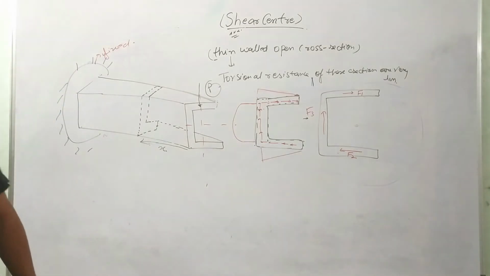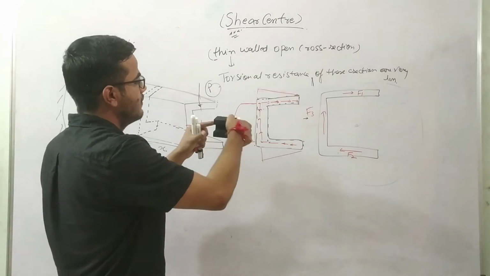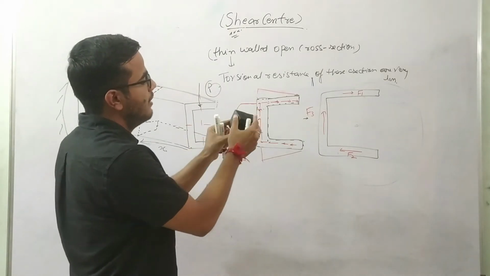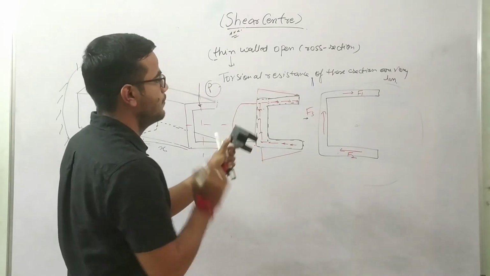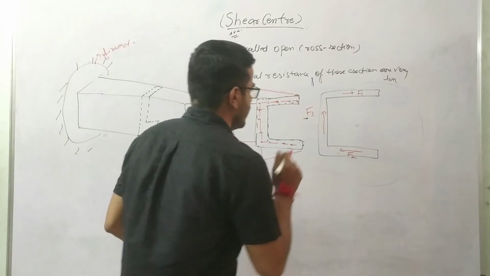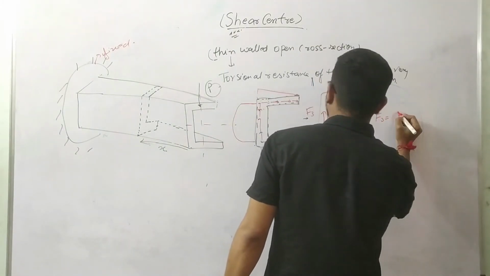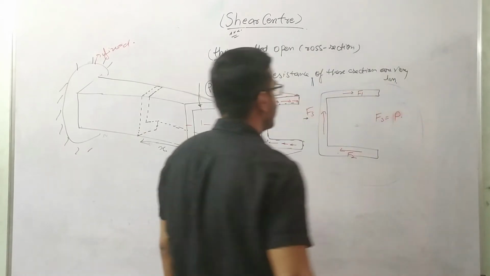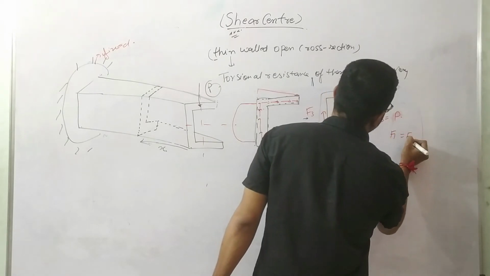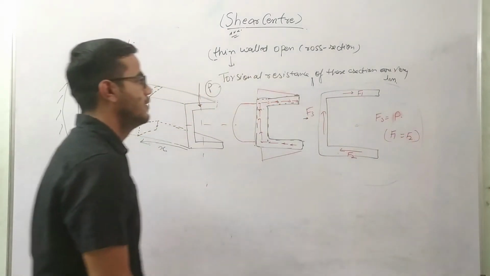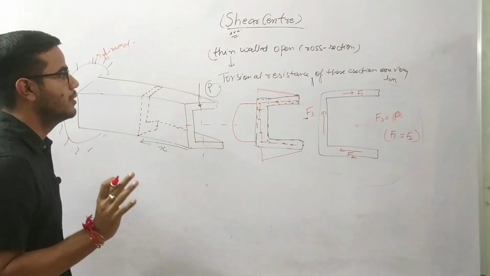Now, as you can see, P force is applying at this cross section. F1 is acting at this point, F3 is acting at this point, and F2 is acting at this point. Now, for the equilibrium of this cross section, I can say that F3 must be equal to P, and F1 is equal to F2. This will cancel out each other. For the equilibrium of the section, this will be there. I'm not bothering about the moment right now.